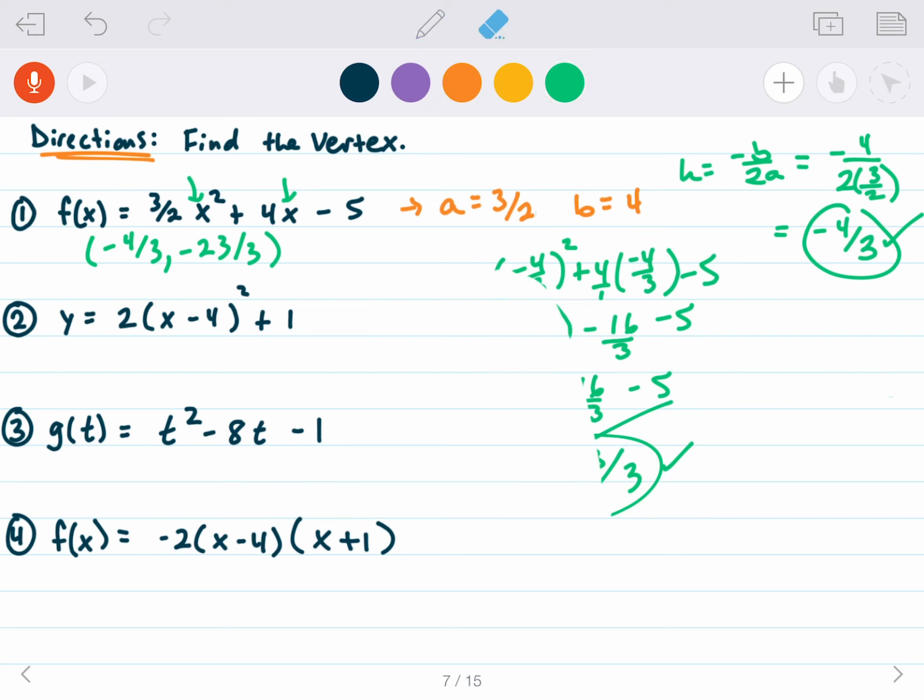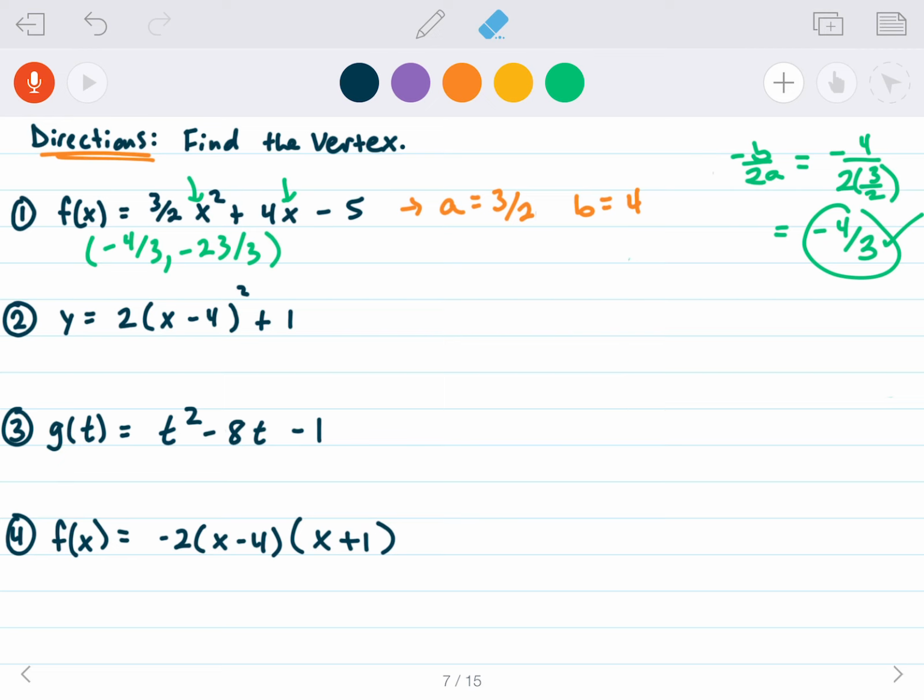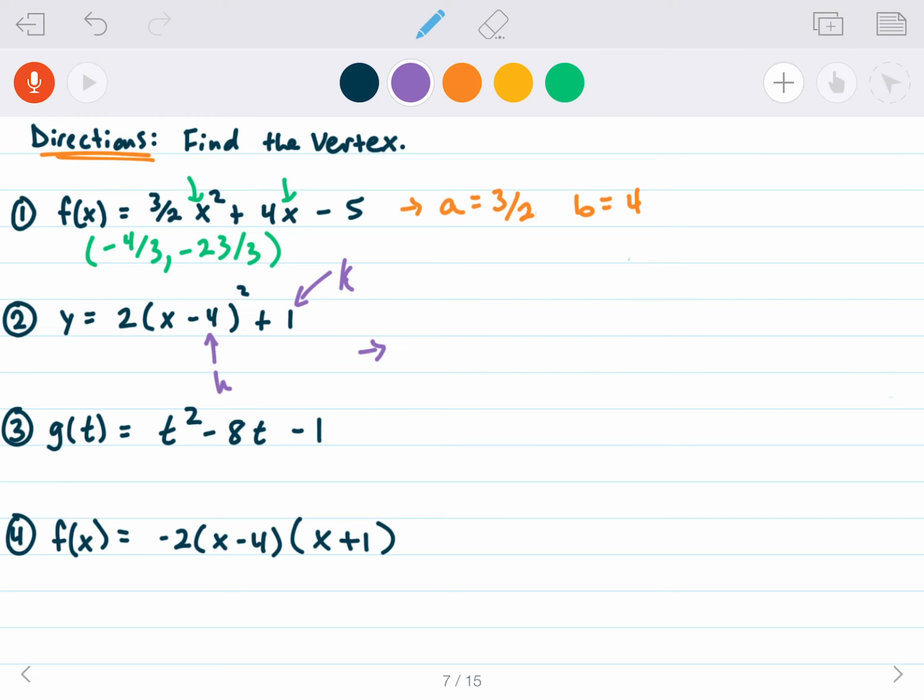All right, let's do the next one. The next one's nice because it's already in vertex form. Vertex form tells us that this is h, and this is k. So we don't have to do any kind of work here. That's nice. So our vertex is just 4, 1. That's our answer. And this was our answer here.